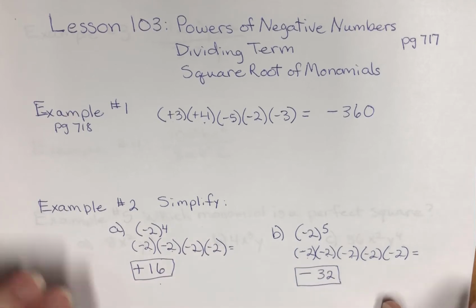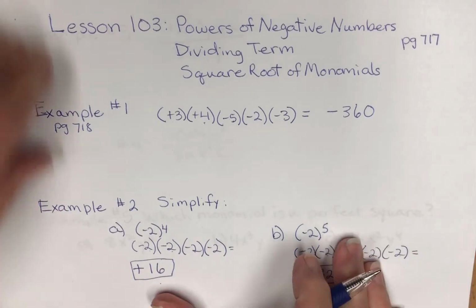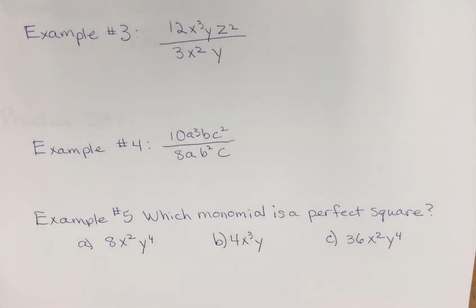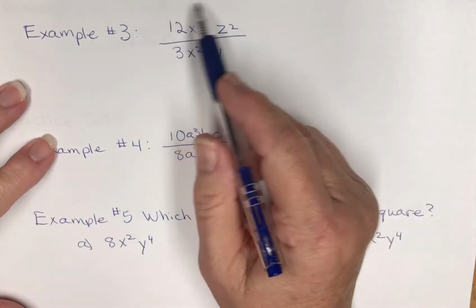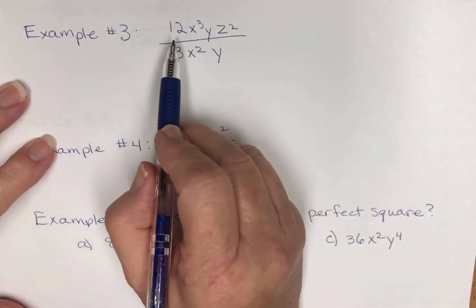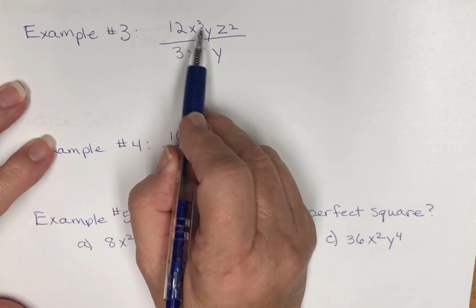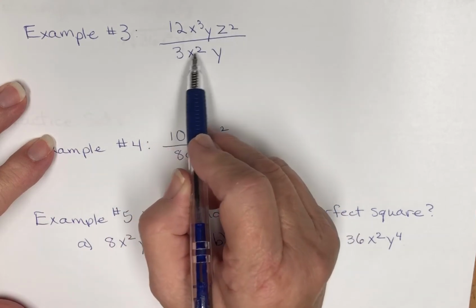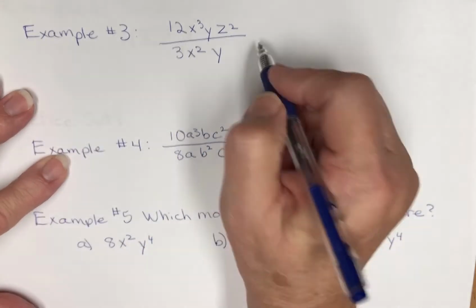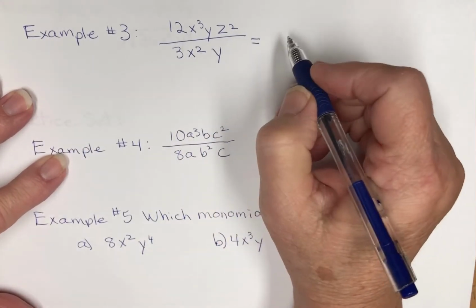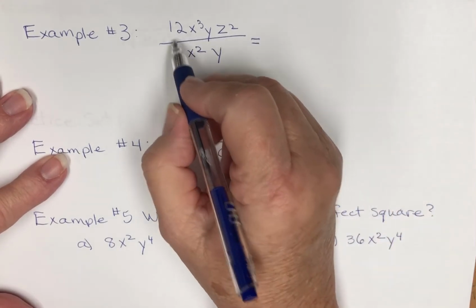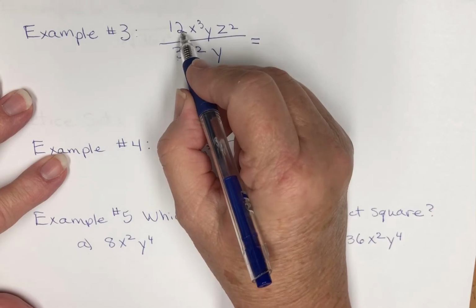Here are my answers. That's the quick version on how to use those negative signs. Now we're going to apply them in some different ways. But first, we're going to figure out how to divide a problem like this. Notice it's 12x to the 3rd y z squared over 3x squared y. The first thing we're going to do is separate these numbers into their prime factors.